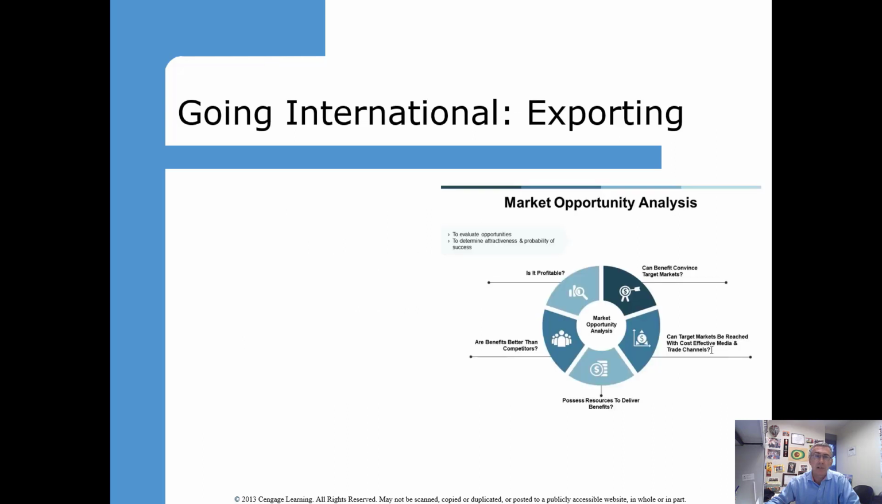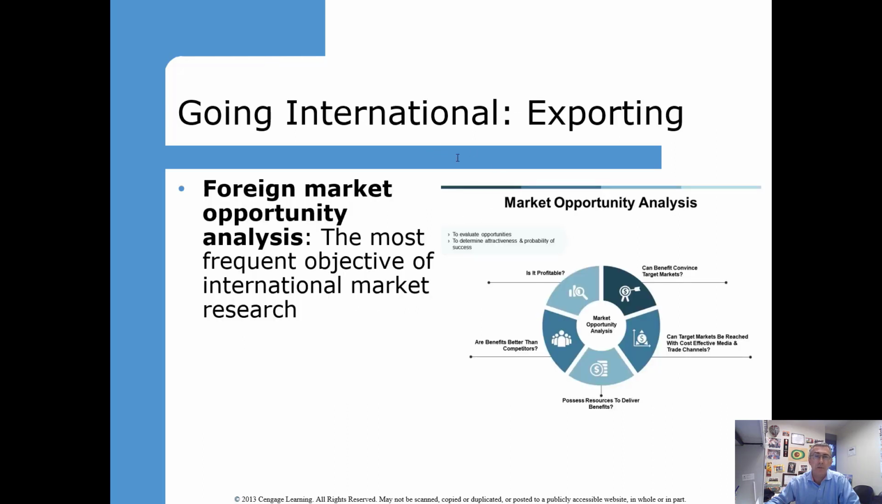So going international, exporting. Now we know to do that, to export, which, by the way, remember from your global business class, is the first step to going global, right? That's the first step. Now, the exception to that, if you remember, are the born global companies. If you're born global, then you don't need to use exporting as your first step. So the foreign market opportunity analysis is the most frequent objective of international market research.